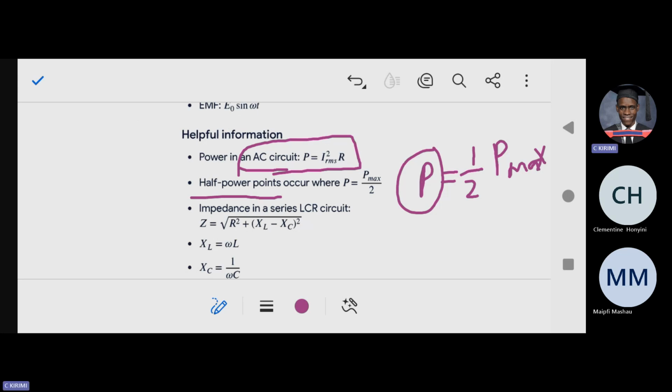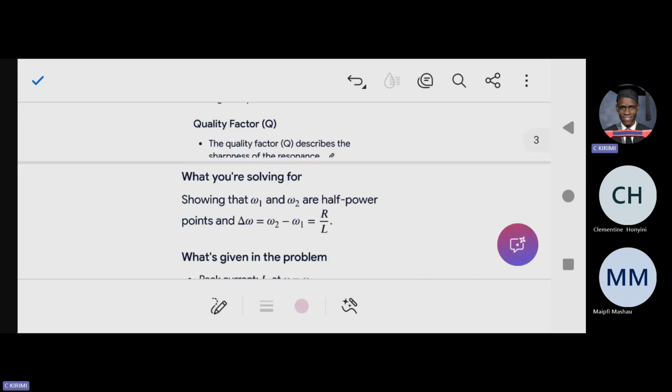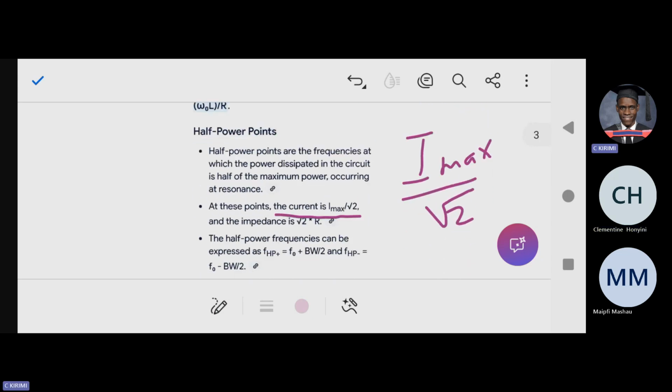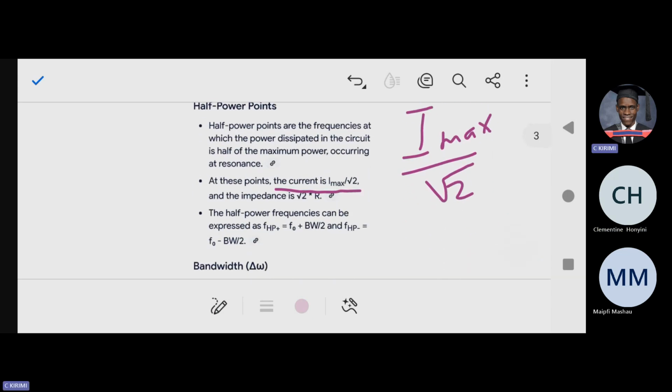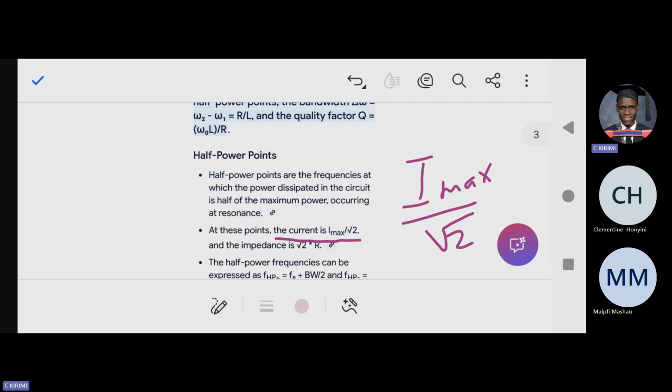This is a very important formula which you must jot down. So this P which you are talking about is equal to the current, but this current is a root mean square current, RMS current, multiplied by the resistance. What do we mean by RMS current? This is what we're referring to. I max over root of 2 is the RMS current. So you write here, it's your I RMS. That is how you know it's the root mean square.